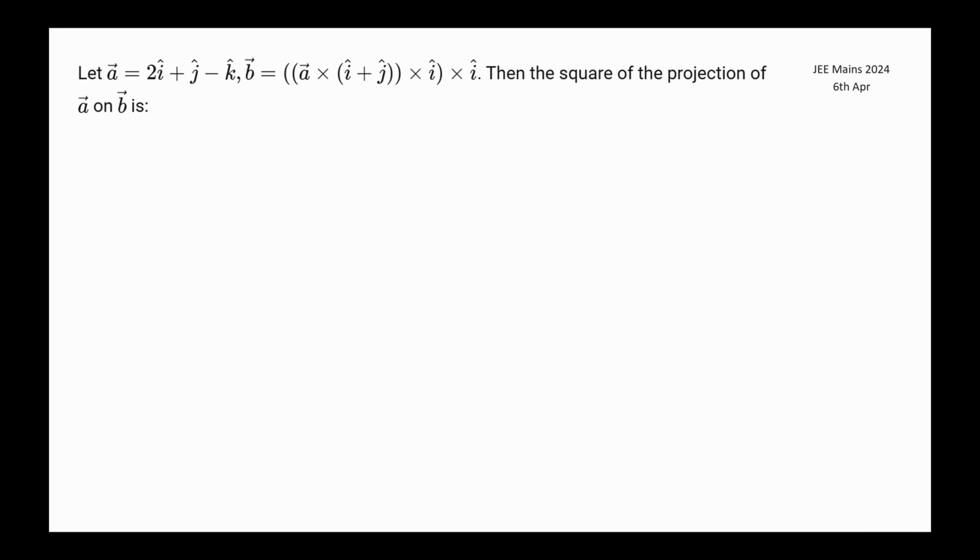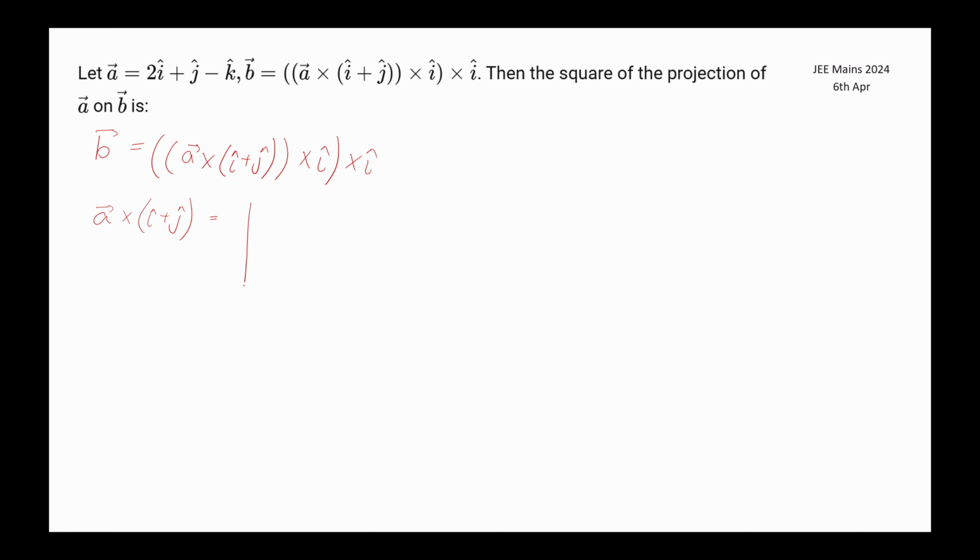Let A vector be this, B vector be this, then the square of projection of A on B is. So first let us find out what our B vector is. B vector is equal to A vector cross (I cap plus J cap), cross I cap, one more cross is there, cross I cap. So first let us find the value of B one by one. So let us first find out A vector cross (I cap plus J cap).